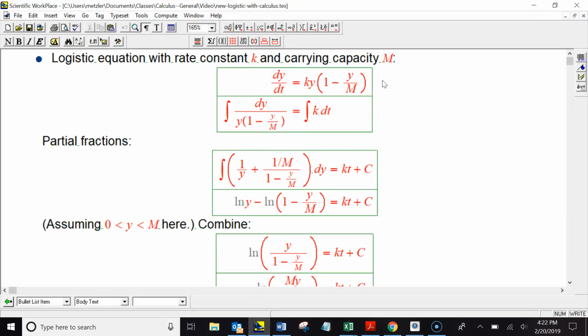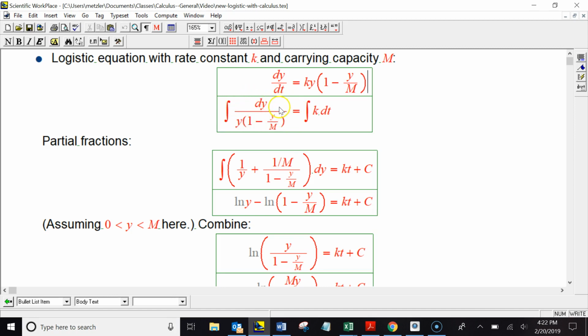So I'm going to go over to algebra here. Okay, here's our logistic equation. So let's do the algebra. We start out with this differential equation, and this is a classic example of a separable first order differential equation. We're going to combine the y stuff together, so I'm going to divide everything by y and 1 minus y over m.